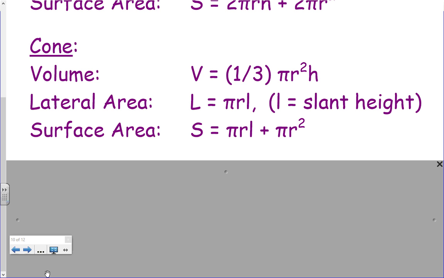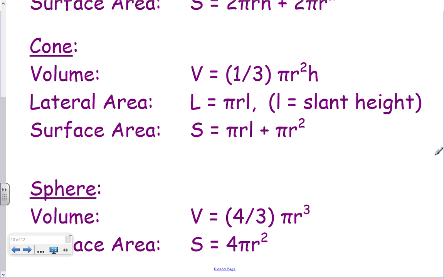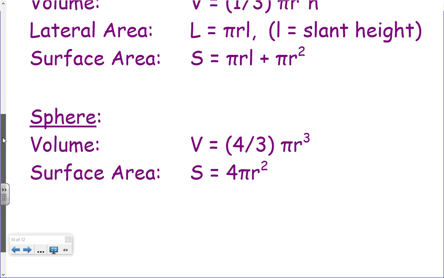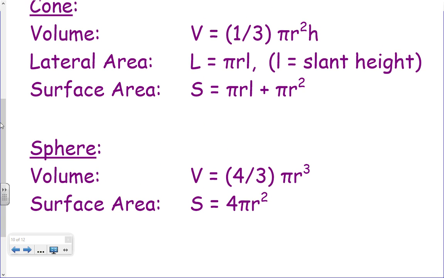And finally, the sphere. If you're trying to find the volume of a sphere, the volume of a sphere is equal to 4/3 pi r cubed, and the surface area is equal to 4 pi r squared. Those are some formulas that you've seen in the past, but probably a little refresher here will help us out in solving some of these problems.